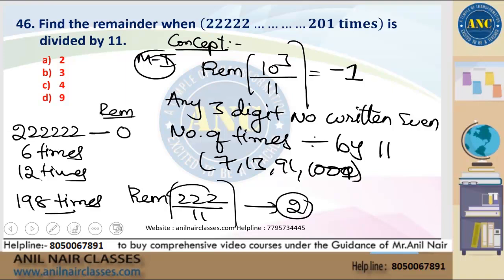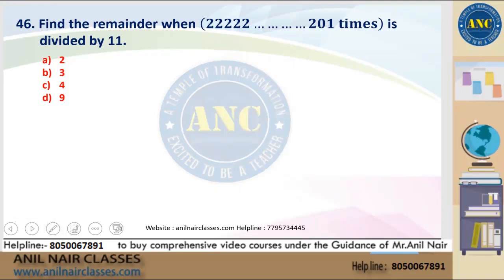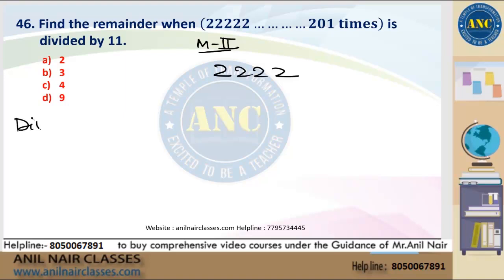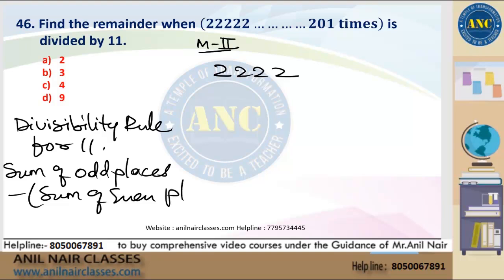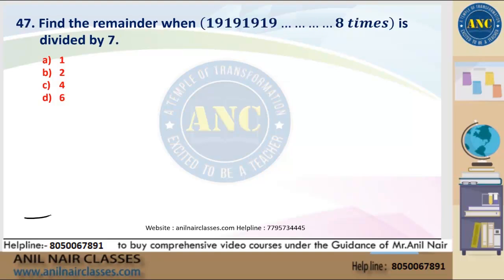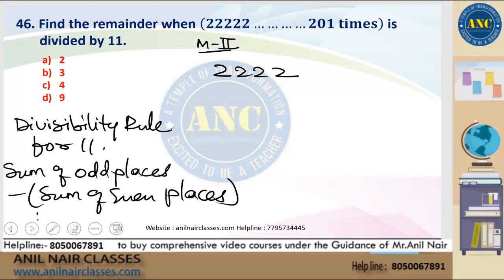This is method 1. Method 2. If 2 is written 4 times, what is the divisibility rule of 11? Another divisibility rule for 11: sum of odd places minus sum of even places should either be divisible by 11 or 0. Am I right? Divisibility rule of 11.